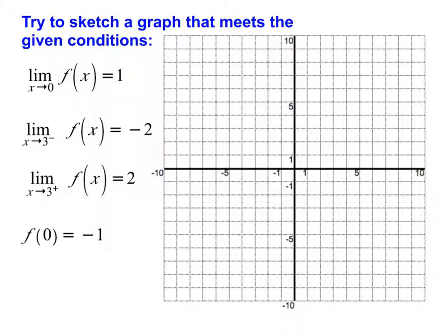So I figure if you got it with the graphs given to you, you can make your own graph. It's kind of tricky and it bends your brain a little bit, but it's good practice with this limit notation. So please sketch a graph that meets these requirements.